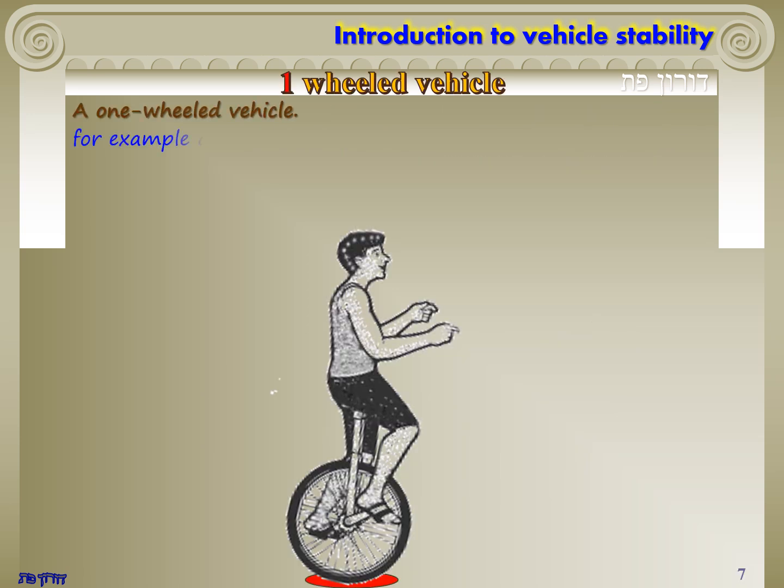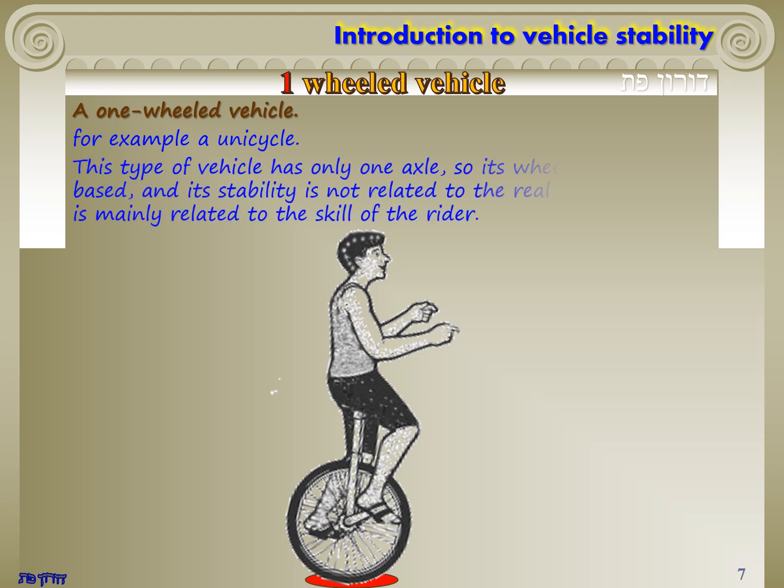A one-wheeled vehicle. For example, a unicycle. This type of vehicle has only one axle, so its wheelbase is point-based, and its stability is not related to the real wheelbase, but is mainly related to the skill of the rider.